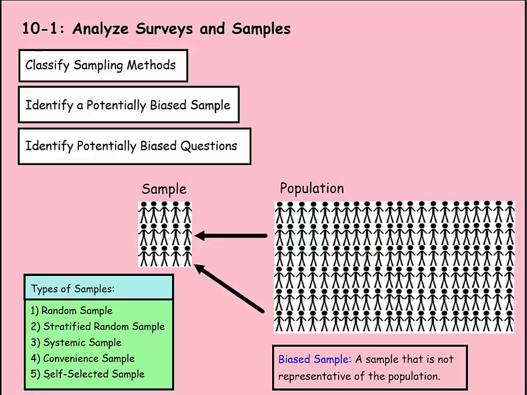The last one to discuss is a self-selected sample, meaning that the people actually come forward and choose themselves to be in the sample. So this person would come forward, and this person would come forward.